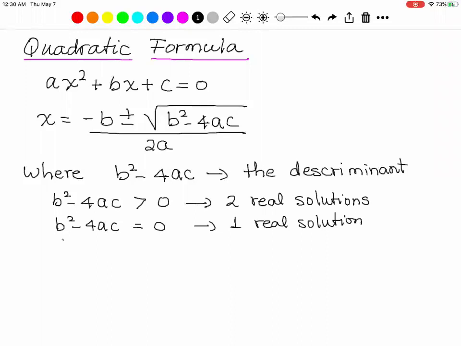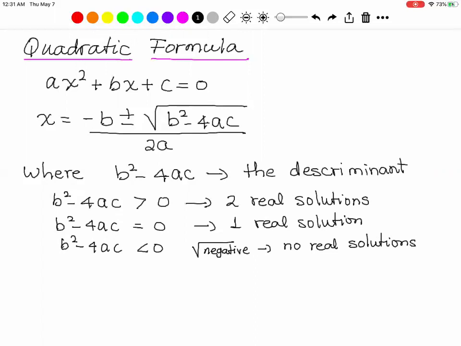And if b square minus 4ac is less than 0, you have the root of a negative number. The root of a negative number doesn't exist, so no real solutions. So by calculating the discriminant, you can very quickly tell what kind of solutions the equation has.